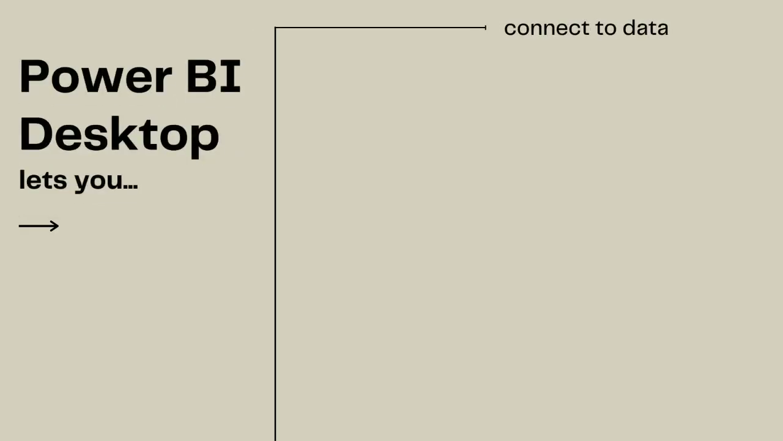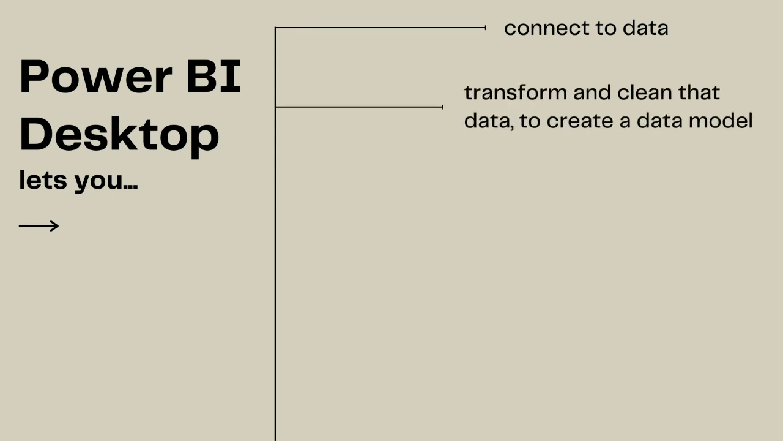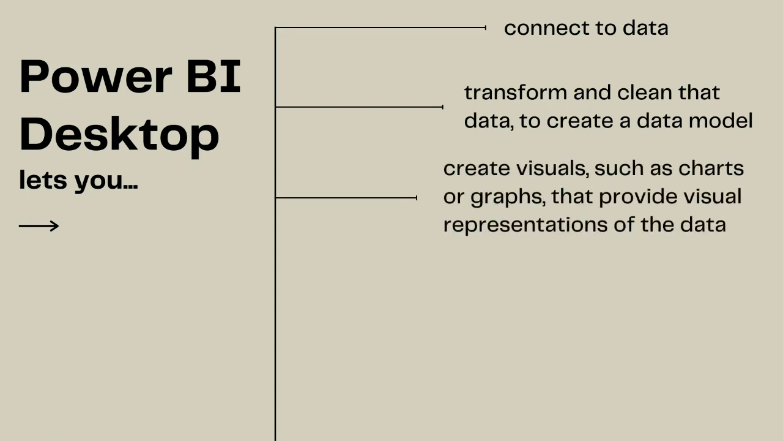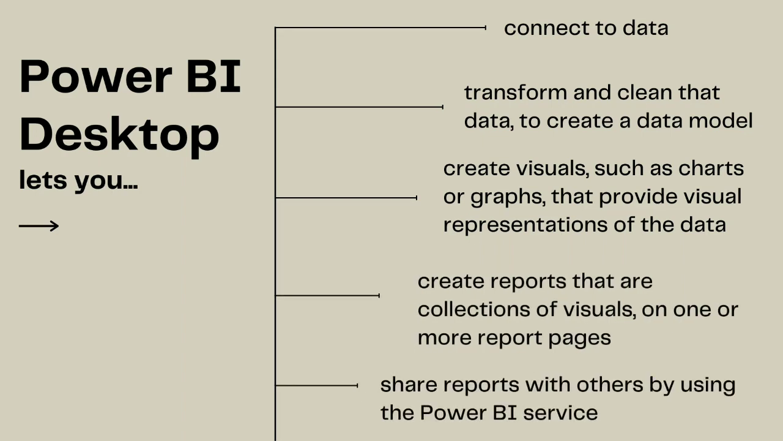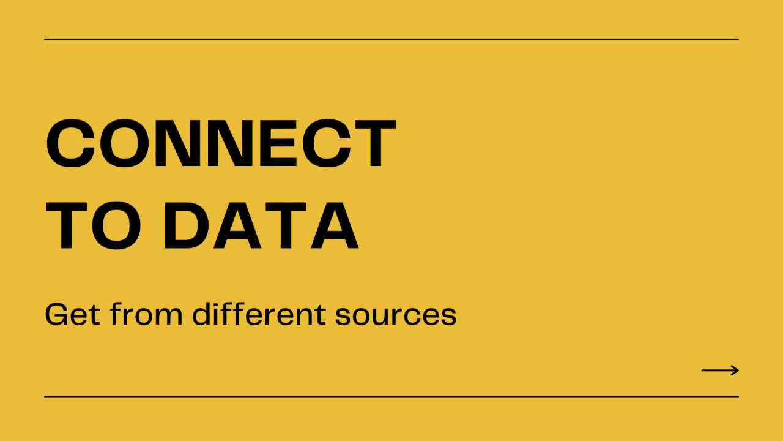Here are some of the features that Power BI offers. It lets you connect to data. It also transforms and cleans that data to create a data model. Power BI Desktop lets you create visuals, such as charts or graphs, that provide visual representations of the data. It also lets you create reports that are collections of visuals on one or more report pages. With Power BI Desktop, you can share reports with others by using the Power BI service. Here is a basic demonstration of how you can use these features.